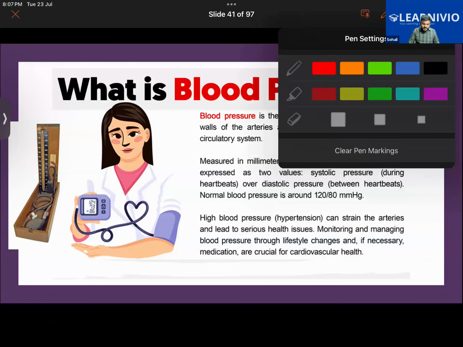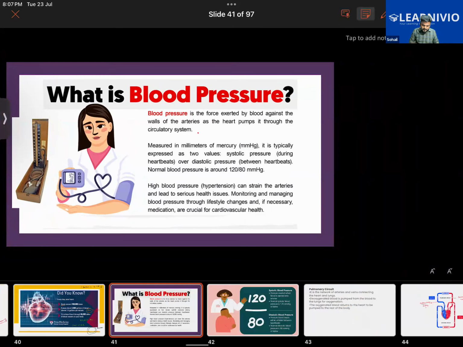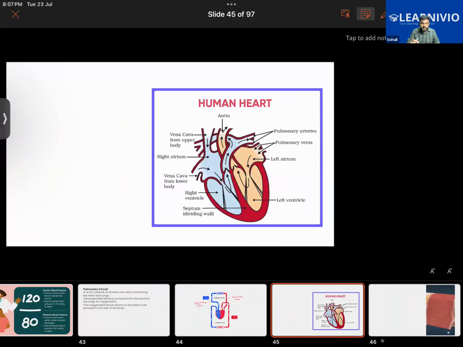Good. So talking about blood pressure, as I said, it's the force that is exerted by the blood against the walls of the arteries. Now here we have another definition for it, although it's talking about the same thing. Blood pressure is the measure of how forcefully the heart is pumping the blood into the blood vessels, right? Sometimes the force can increase, sometimes it can decrease, depending upon different conditions.